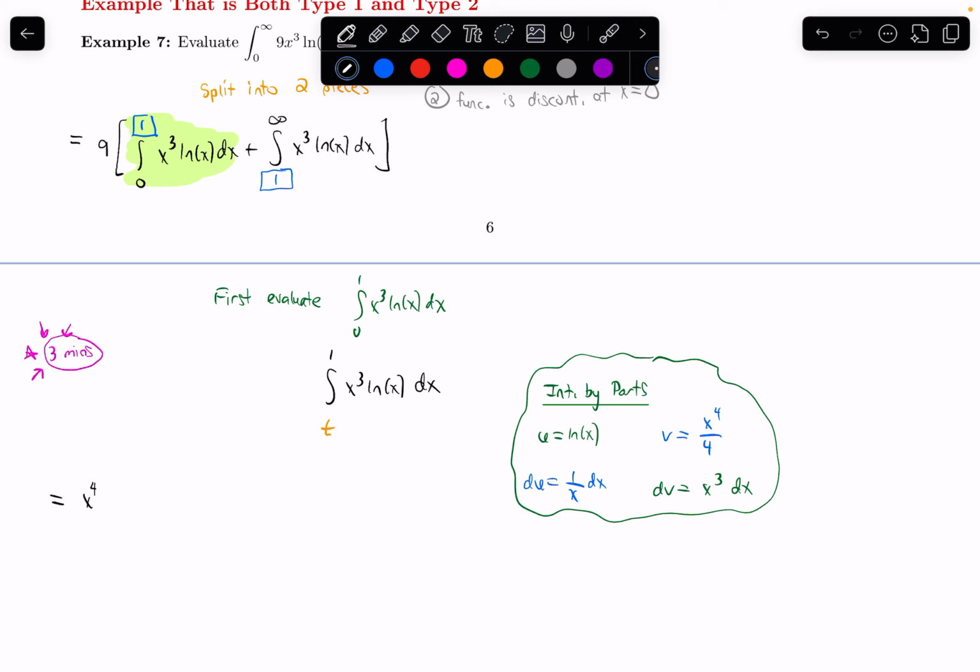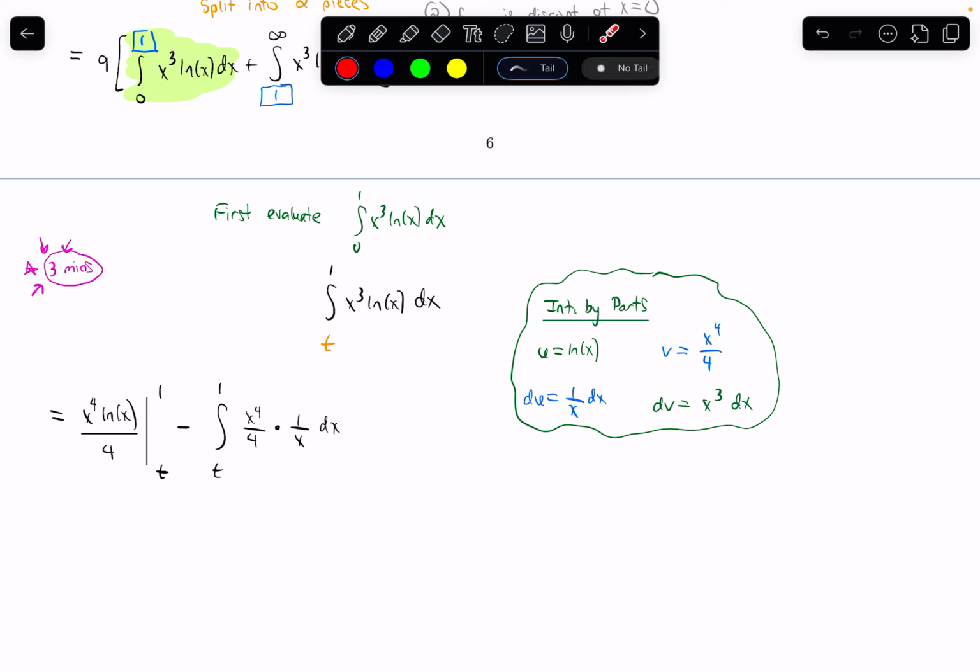So we get uv, which would be x to the 4 ln of x all over 4. I got to plug in the t and the 1 because it's a definite integral. And then minus integral from t to 1 of v du. So that's going to give me x to the 4 over 4 times 1 over x dx.